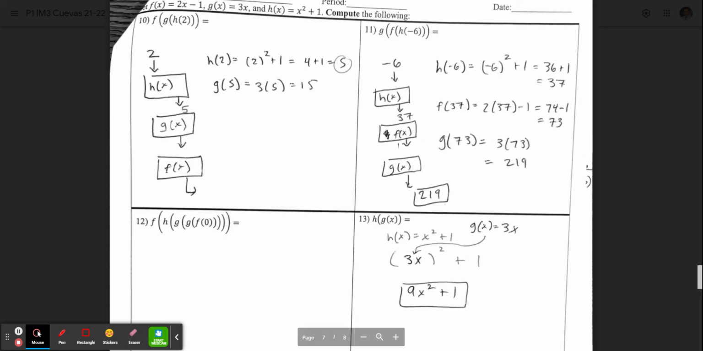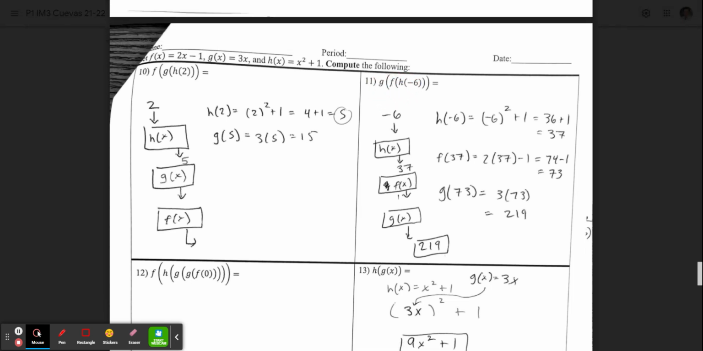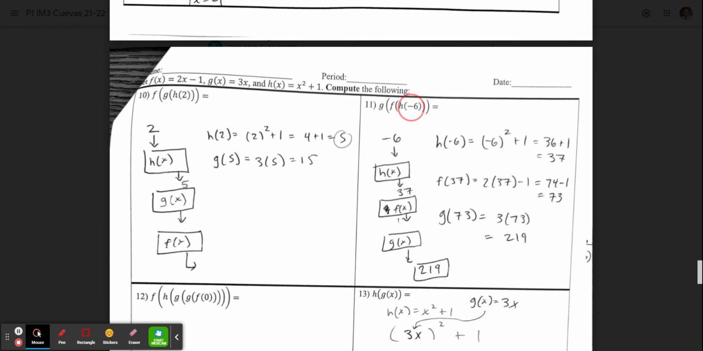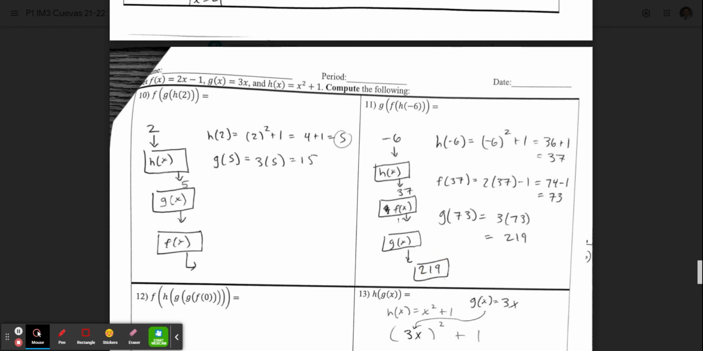Okay, here we have composite functions. You're plugging a function into a function, or plugging in the output of one. So you're plugging the input into H, and then the output into F, and then that output into G. What I mean by that is you look in the middle first, plug -6 into the H function, and then whatever you get, you plug it into the F function, and then whatever you get, you plug it into the G function. Okay, so here we plugged in -6 first and got 37. Then we plug 37 into the F function and got 73. And then you plug 73 into the G of x function and you get 219.